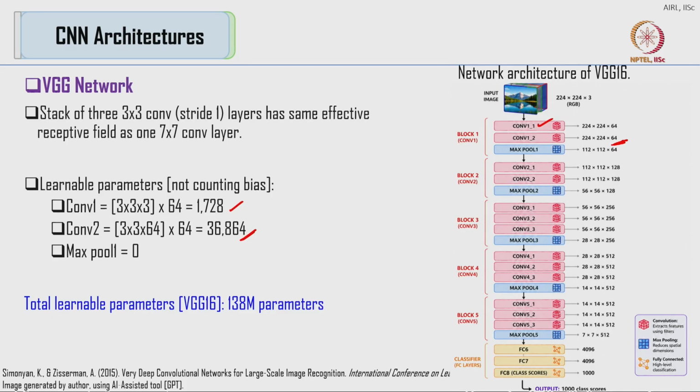The number of learnable parameters in max pool is 0, right. So, in the first part we actually know the number of learnable parameters and we can repeat it for all the other steps, and the total number of learnable parameters in the VGG16 model is 138 million parameters.